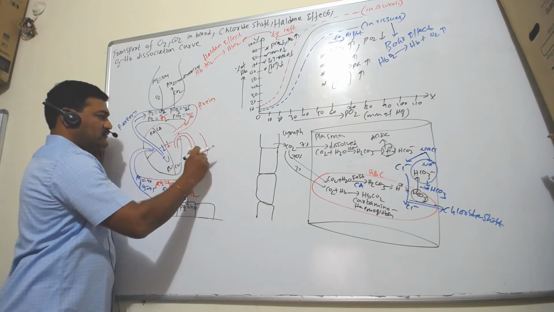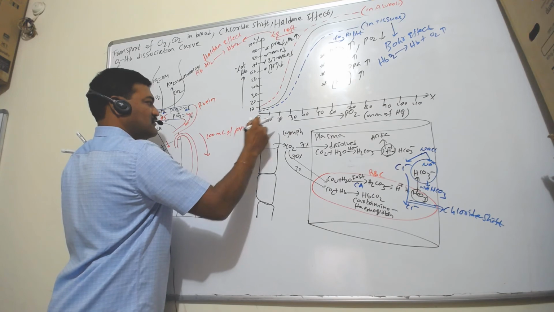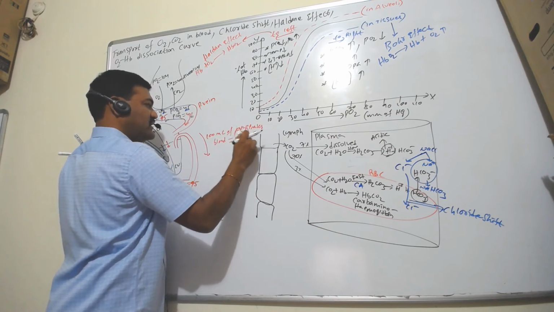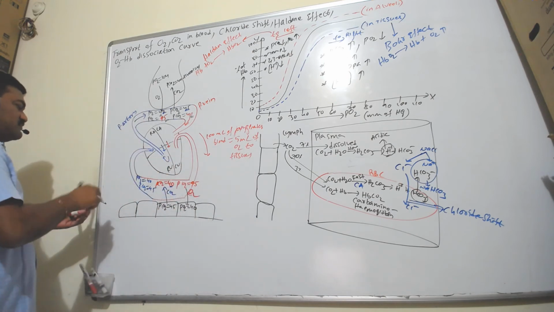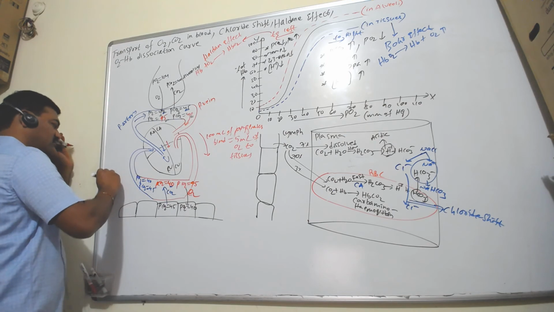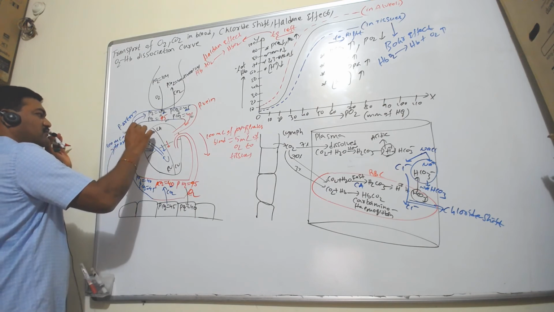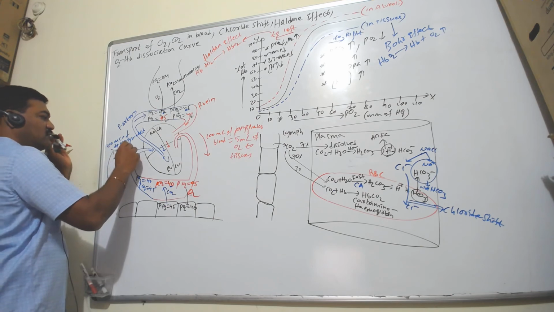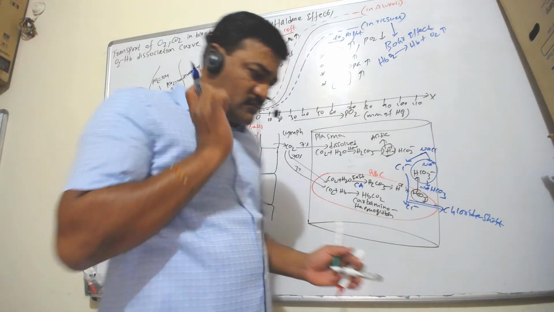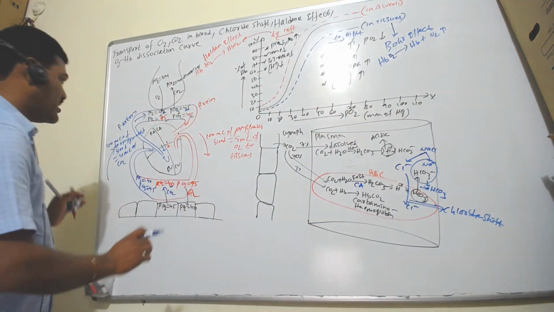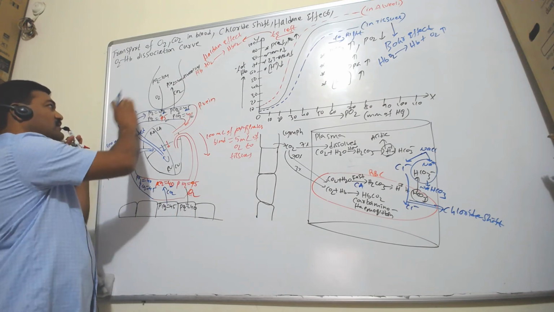Here, 100 ml of oxygenated blood can deliver up to 5 ml of oxygen to the tissues. But here, 100 ml of deoxygenated blood can deliver up to only 4 ml of carbon dioxide. So is that clear? 100 ml of oxygenated blood can deliver 5 ml of oxygen to the tissues, and 100 ml of deoxygenated blood can deliver 4 ml of carbon dioxide to the alveoli.